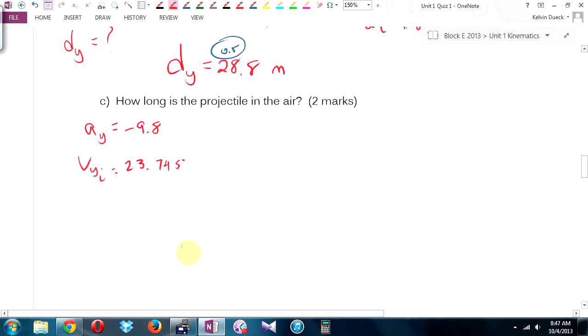That's not enough. Oh, you told me they want to find time? I need one more thing. What else do I know vertically? What's my vertical distance? No, that's at the top. This is saying how long in the air back down to the ground. By the way, I would say this. Technically, the vertical distance you've traveled is 0.